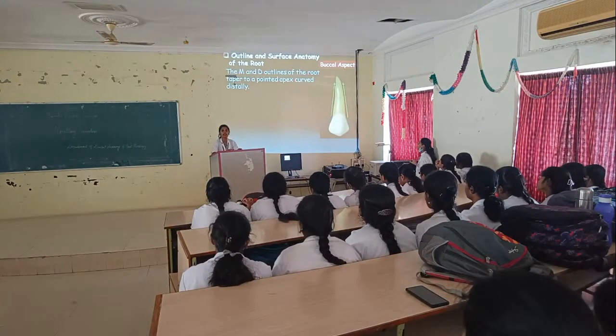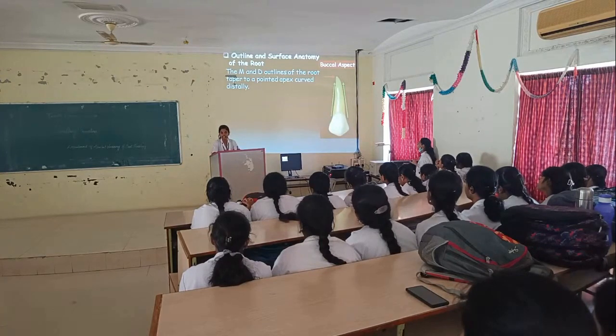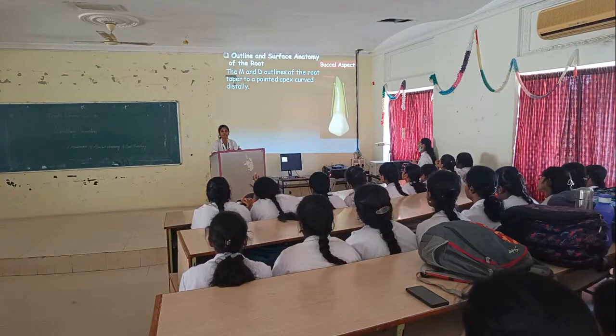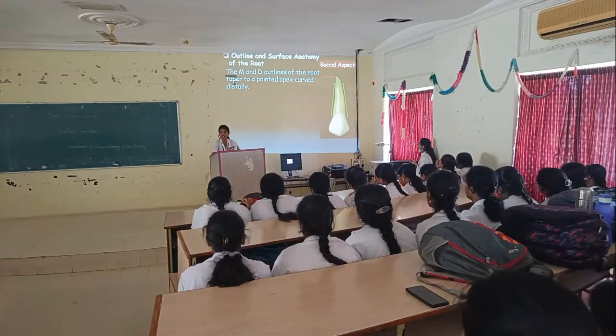The next aspect will be the outlines and surface anatomy of the root. The mesial and the distal outline of the root will be tapering towards the root, and the root of the maxillary first molar will be pointed and it is curved distally.